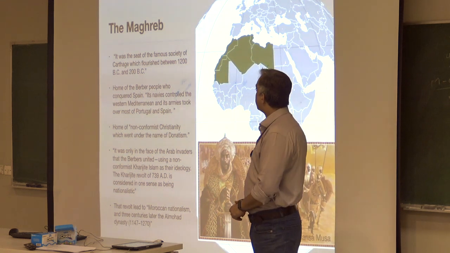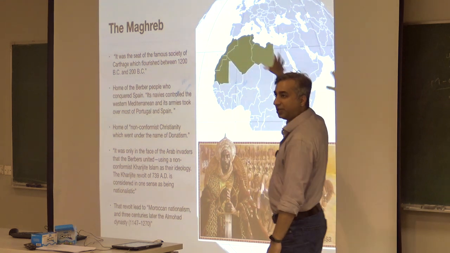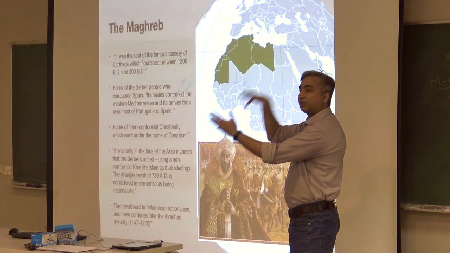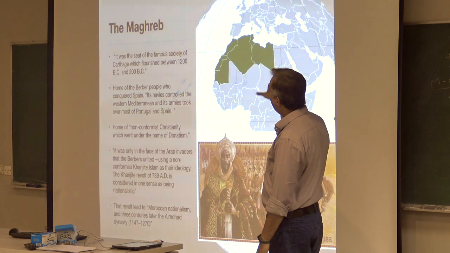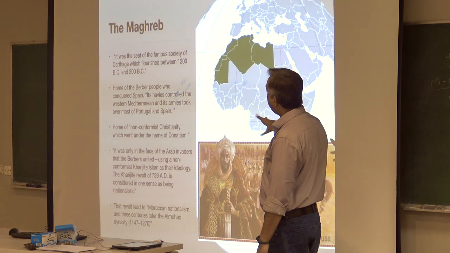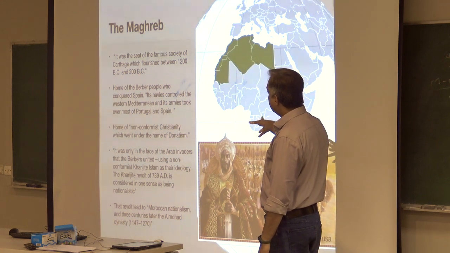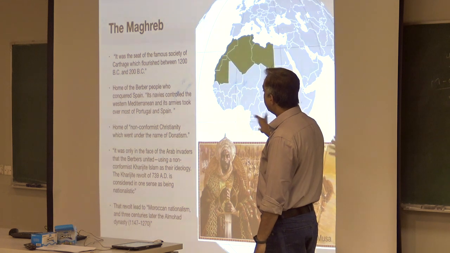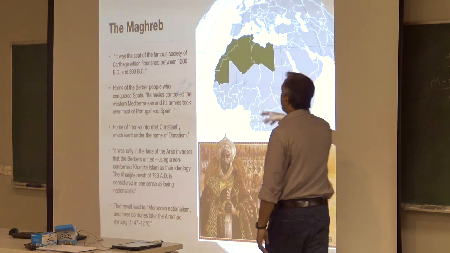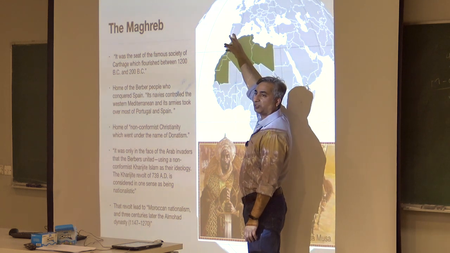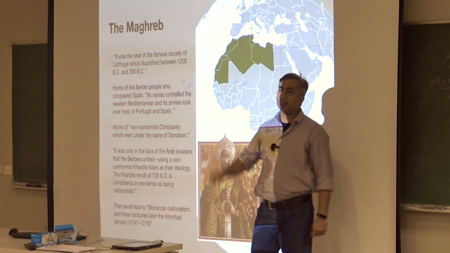It was the seat of the famous society of Carthage, usse pehle, Tunisia, etc. Aapko yaad hoga ki Rome aur Carthage ki badi ladai hui. And that flourished between 1200 BC and 200 BC. It was home of the Berber people who conquered Spain and Portugal. Its natives controlled the Western Mediterranean, and its armies took over most of Portugal and Spain. You know, that after the Umayyad dynasty collapsed over here, it was the Berbers basically reconquered Spain.